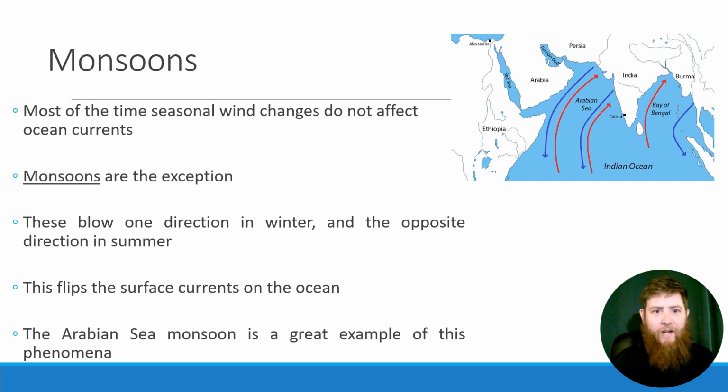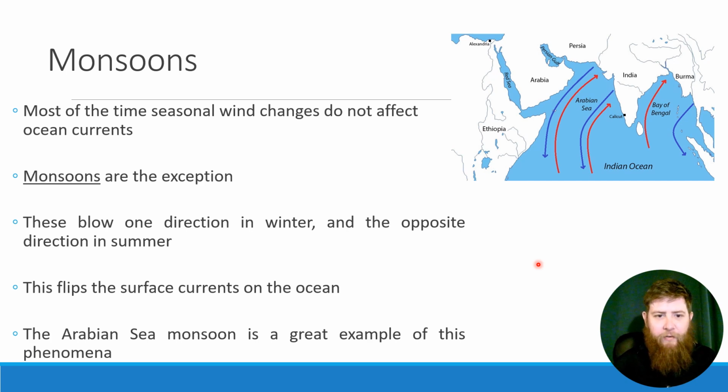Most of the time, seasonal wind changes are not going to affect ocean currents super strongly, except for one really big exception, which is monsoons. They blow one direction in the winter and the opposite direction in the summer. This flips the surface currents on the ocean. They'll be going into land one season, and they'll be going away from land the next season.